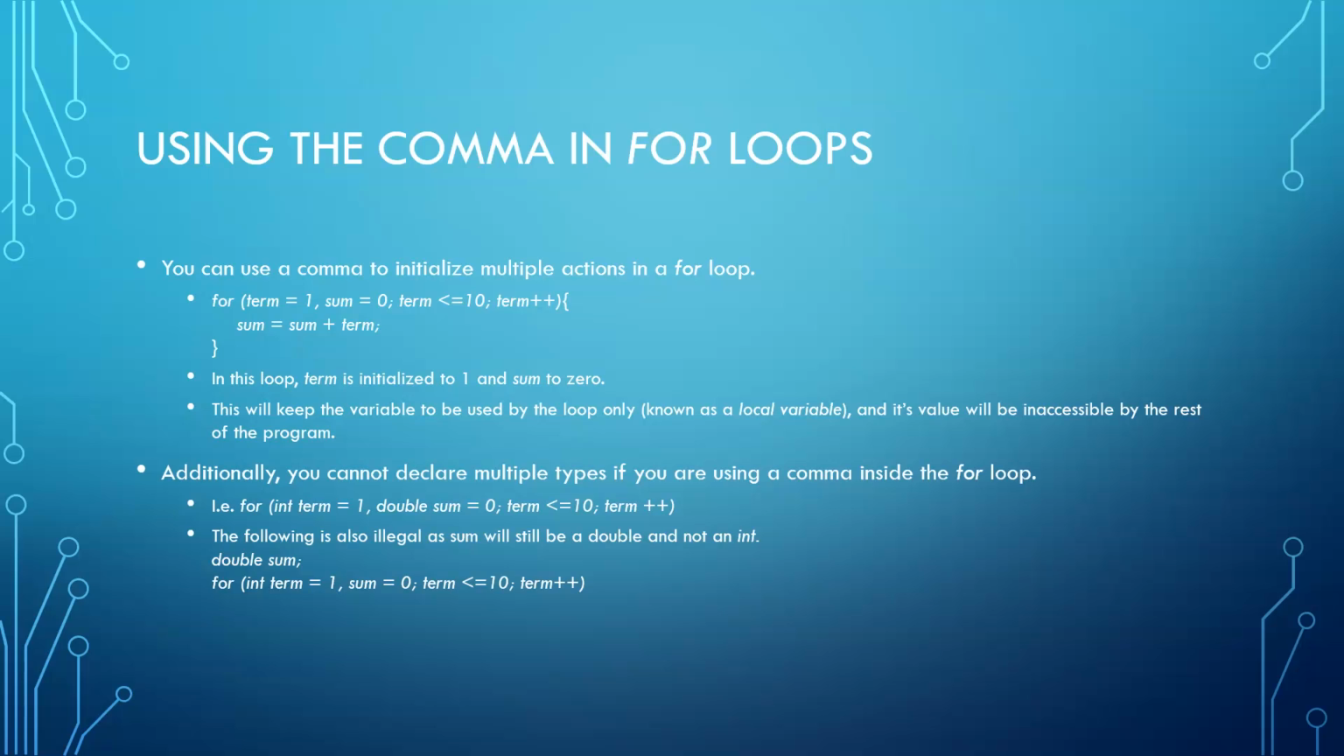So, for example, int term equals 1, sum equals 0, term is less than or equal to 10, term plus plus. The following would also be illegal, as sum would still be a double and not an int. Double sum, for int term equals 1, sum equals 0, term is less than or equal to 10, term plus plus. All right, very easy to see this one because up here we said it was a double. Now we're trying to tell the program it's an int. It doesn't like that.